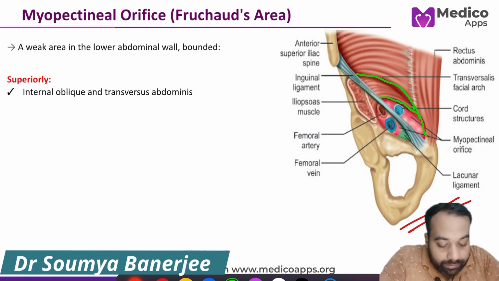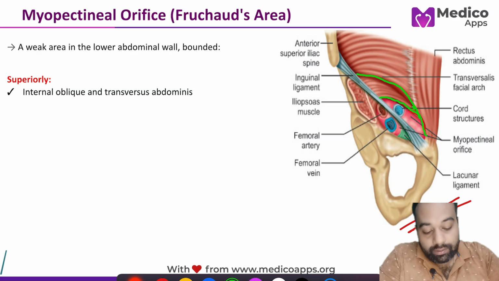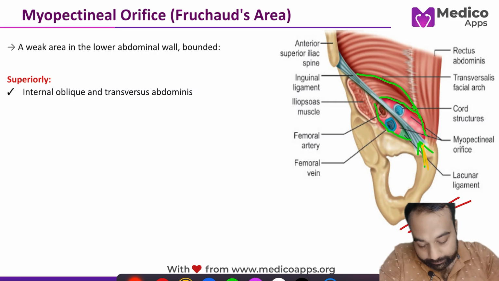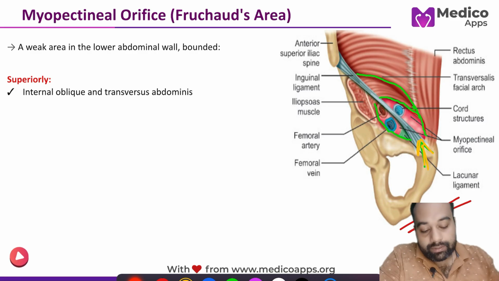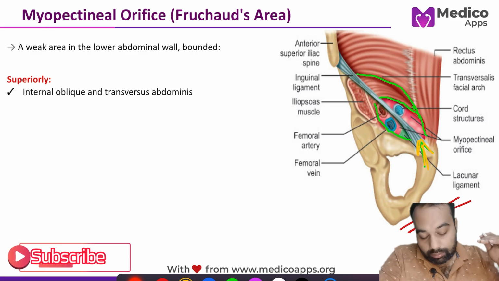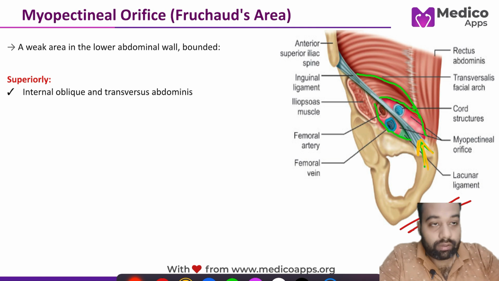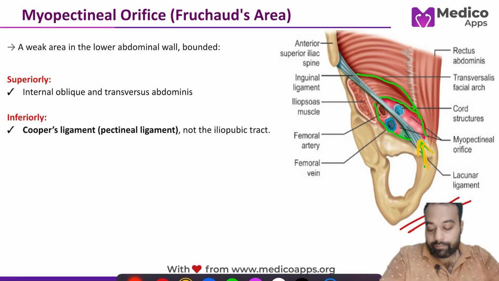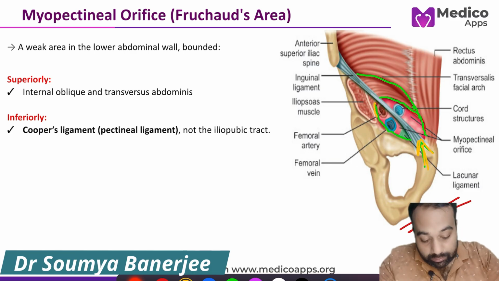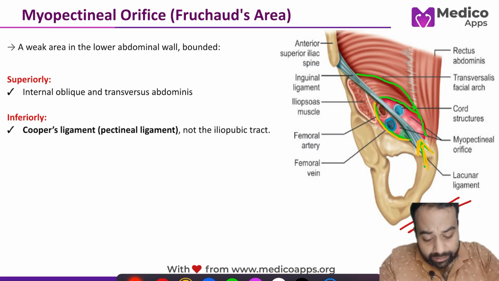Then comes your inferior boundary. Your inferior boundary is formed by the pectineal ligament, right? So you guys can understand. I'm trying to highlight this here. This one is your inguinal ligament, right? The inguinal ligament passes through the middle of the myopectineal orifice of Fruchaud. It is not going to form any boundary of this orifice. The inferior boundary, in fact, is formed by Cooper's ligament or the pectineal ligament, right? So this is the inferior boundary.